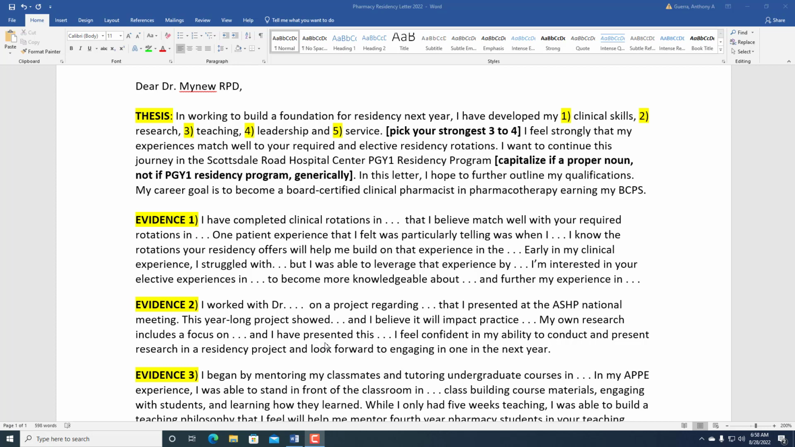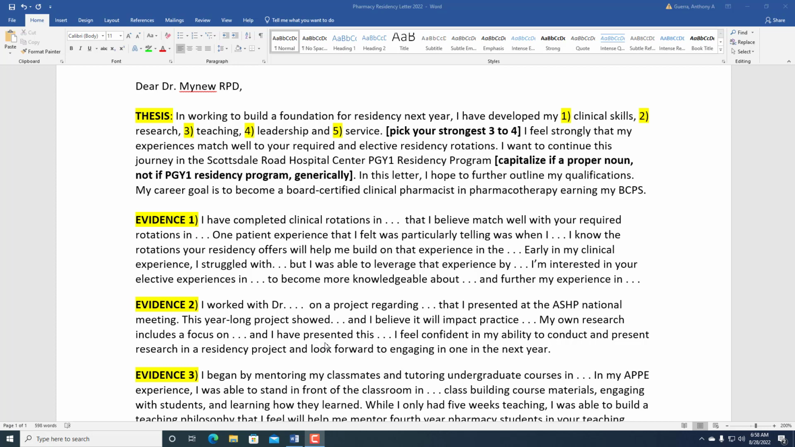This year-long project showed, okay, what did it show? And how, I believe it will impact practice. How will it impact practice? So it's not just I checked a box on the rubric, that I actually was very involved in this project, and I think it's going to be really important because of something. My own research includes a focus on... So why did you do this? Why did you take all this time to work with this person?